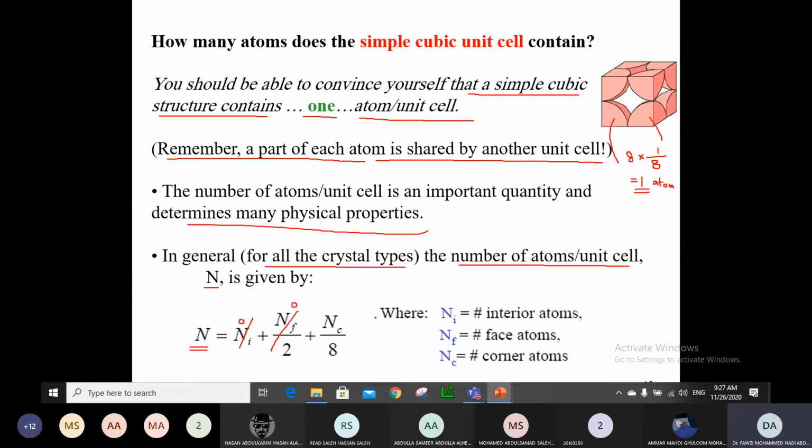In the simple cubic, we have corner atoms. Nc stands for the corner atoms there. Yes, of course, we have corner atoms. How much is that? We have 8 corner atoms, which we already mentioned. You can see those. And 8 divided by 8 will give you 1, which is the same result that we had here. The number of atoms per unit cell is 1 atom per unit cell only. So this is a generalized formula, which simplifies determining the number of atoms per unit cell.